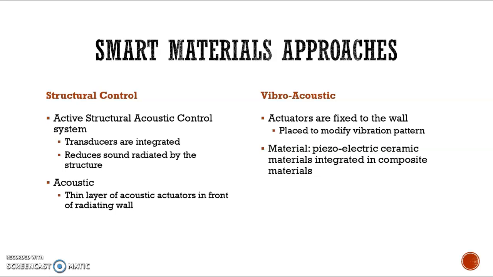An active structural acoustic control system is a system in which transducers are integrated in the material. Transducers are something that converts energy from one form to another. This system reduces sound radiated by the structure, such as the roof of a car. In order to reduce sound, the authors suggest an acoustic approach, which involves placing a thin layer of acoustic actuators in front of a radiating wall. The sound is therefore neutralized by the layer.